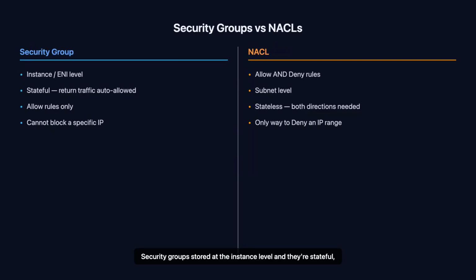Security groups are stored at the instance level, and they're stateful, like a doorman who remembers who he let in and waves them back out automatically. They only support allow rules. Network ACLs are stored at the subnet level, and they're stateless, like a turnstile that demands a token in both directions. And here's the one that decides questions. When you need to block a specific malicious IP range, only a network ACL can deny. A security group cannot.